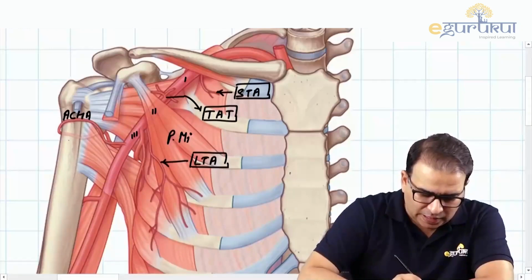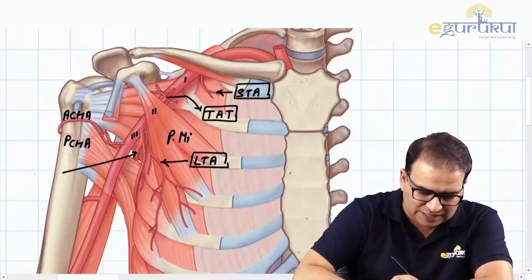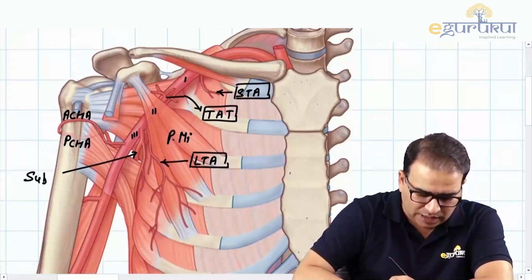humeral artery, and the one which is behind that is a posterior circumflex humeral artery. And yes, this one here is the largest branch of axillary artery. We said that is a subscapular artery.